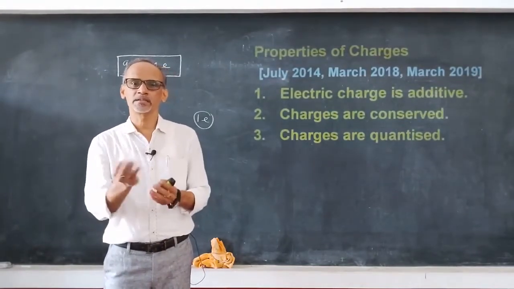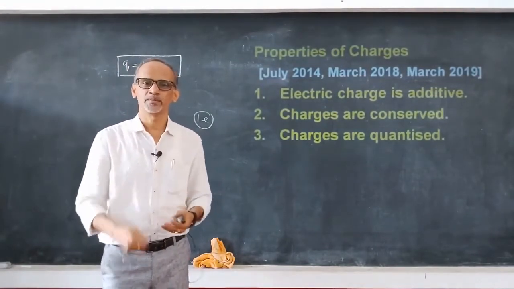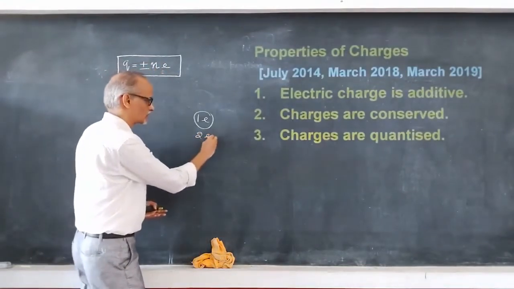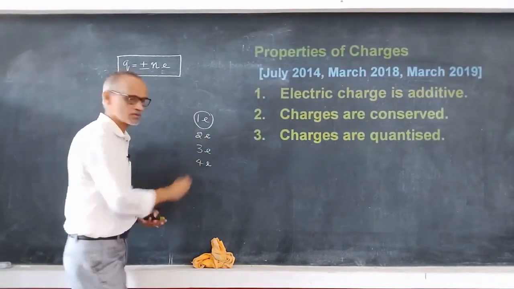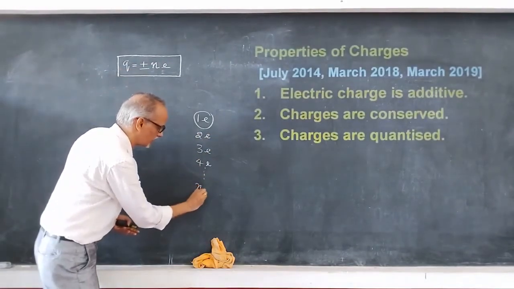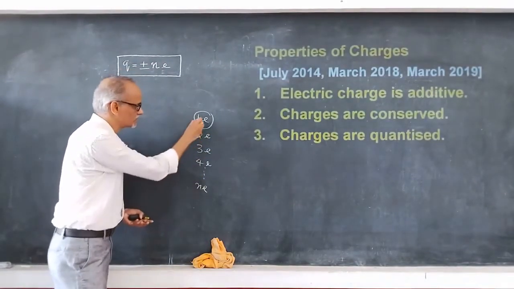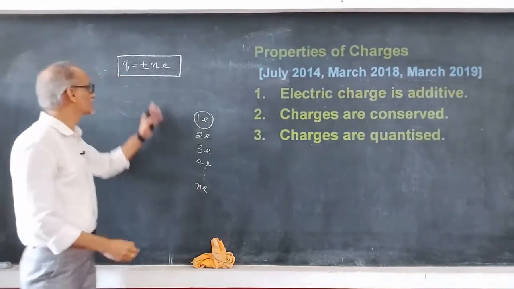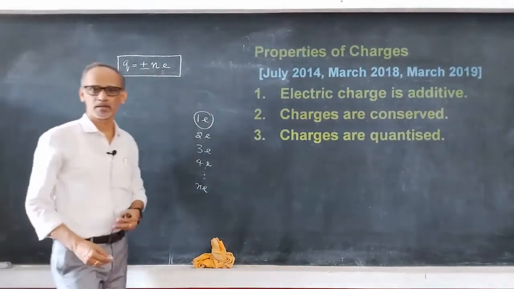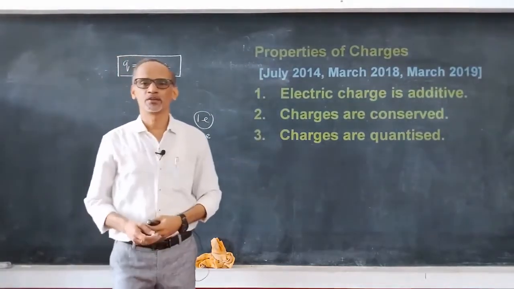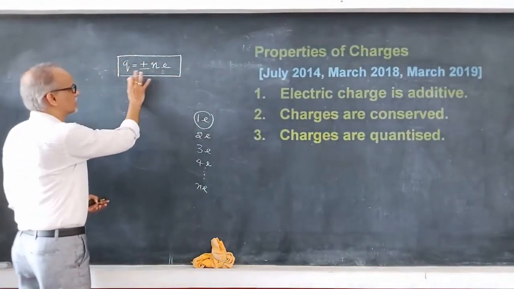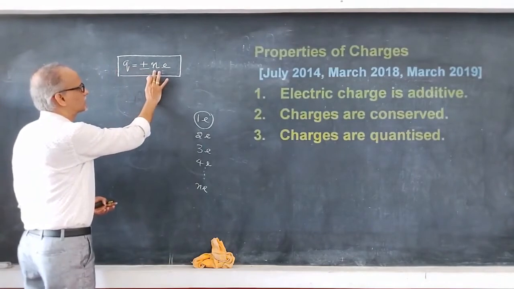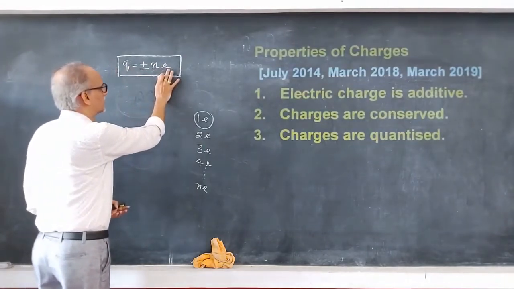What is the least that I can transfer? 1 electron. What is the next possibility? 2 electrons. Next, 3 electrons, then 4 and so on. So in general, how much? N, where n is an integer. See, 1, 2, 3, 4. It has to be an integer, and that's what we have written. This property is called quantization of the charges. So what do you mean by quantization? The total charge on a body is always equal to an integral multiple of the charge of the electron.